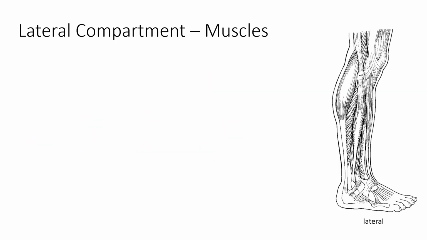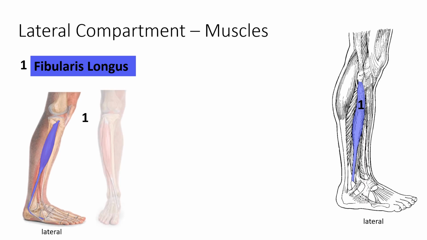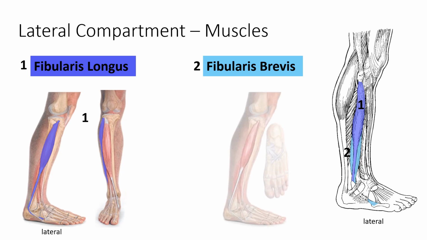Now let's look at the lateral compartment of the leg. Here we only have two muscles. The first muscle we're going to look at is our fibularis longus. And here we are looking at the muscle in both a lateral view and also anteriorly. And then our second muscle we're going to talk about is our fibularis brevis.